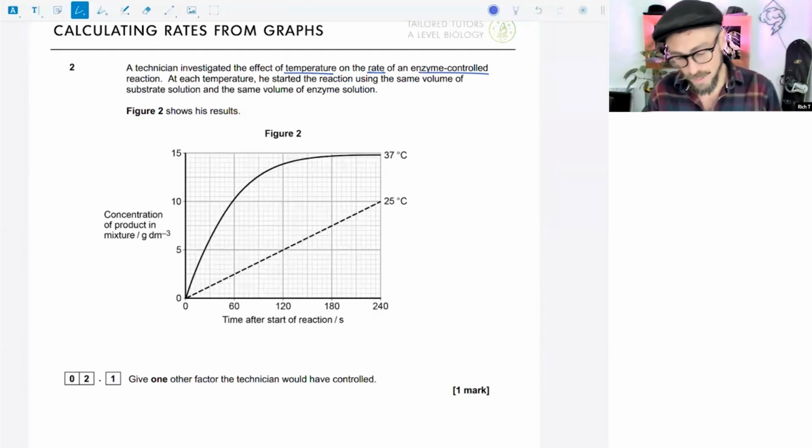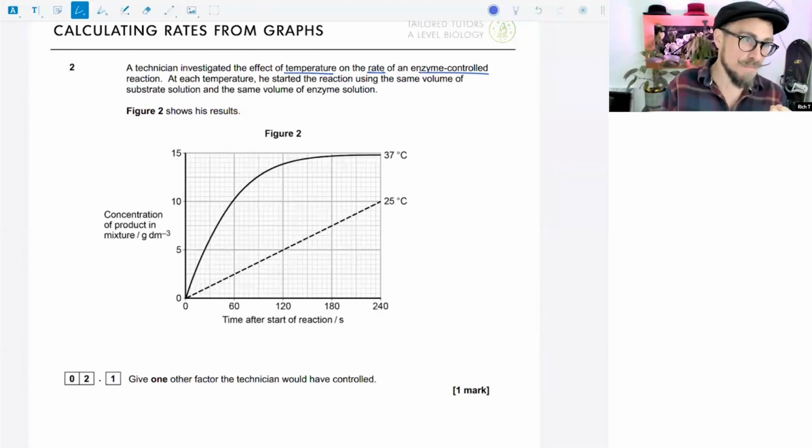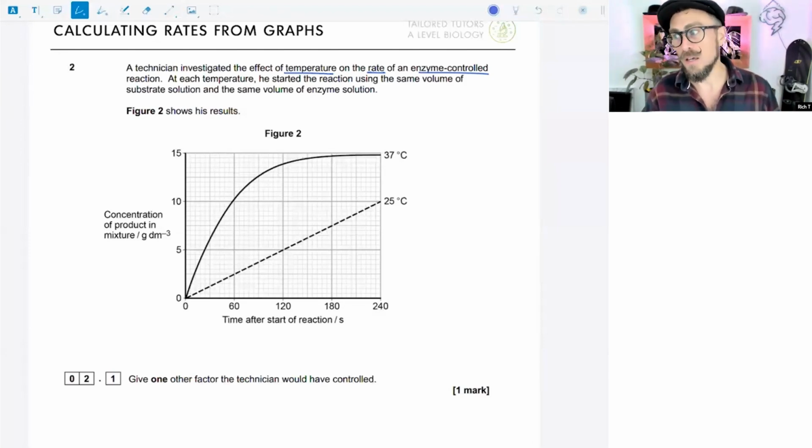Again, we're analyzing as much, pulling as much detail from the question as we possibly can. Reading the question should be hard work.